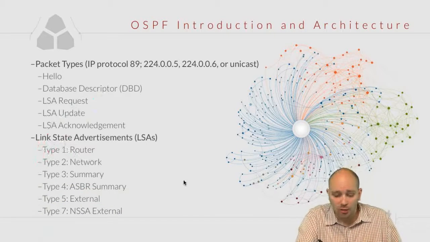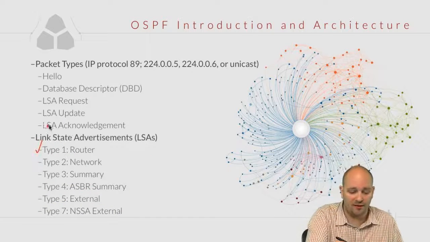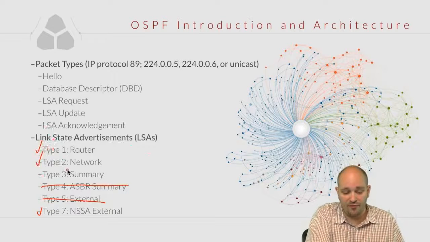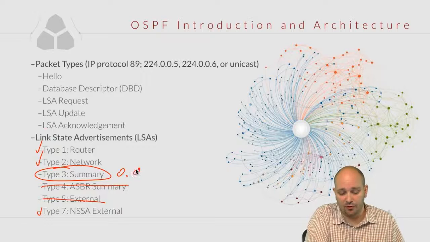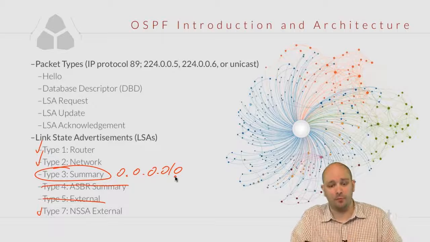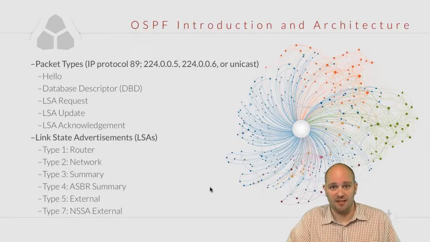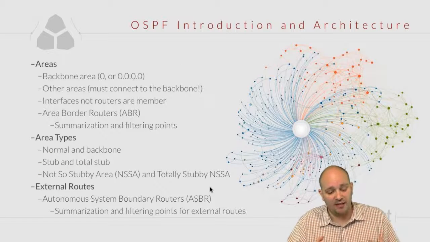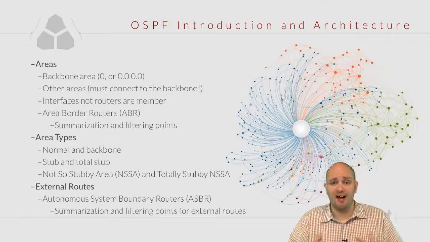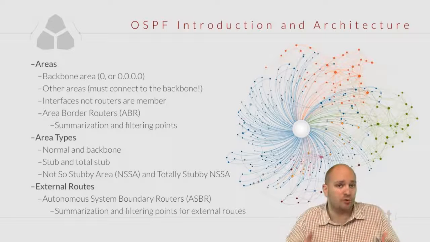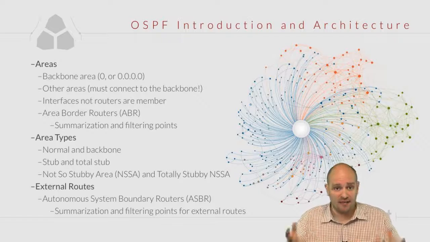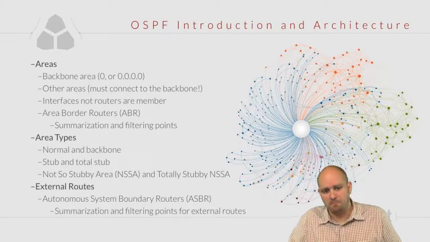Similarly to this, a totally stubby not-so-stubby area can have types 1, 2, 7, it cannot have 4 and 5, and it will have the default route as a type 3 summary, but all other routes that might be coming from different areas are not going to be there. So there are these different area types that allow us to provide some sort of built-in architectural filtering of what kind of routes we want to have in different parts of our network.